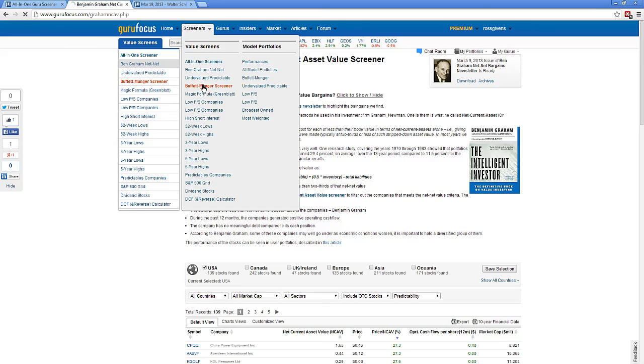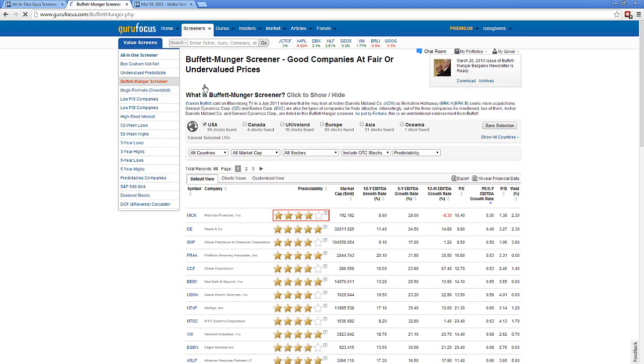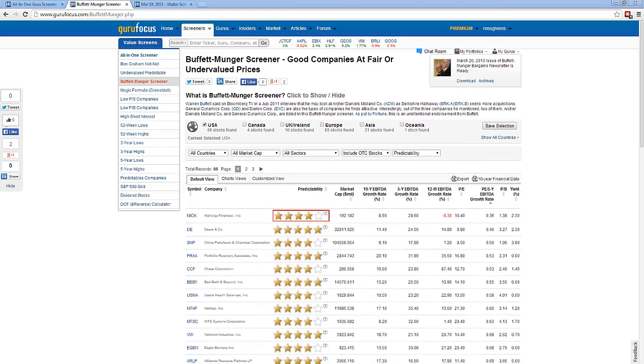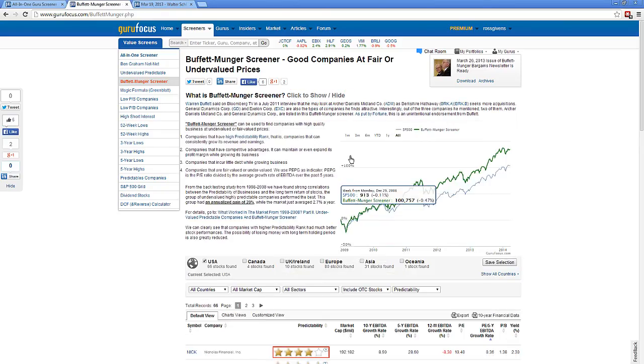If you go down here to the Buffett Munger, you can see this as well at the top. Just click to show hide, which shows you the definition. We've kind of got it hidden so you can immediately see the stocks if you're already familiar with it. But if not, just click there and it's going to show you how this breaks down.